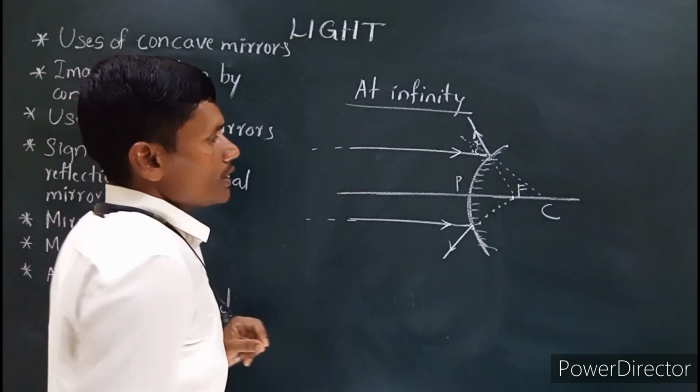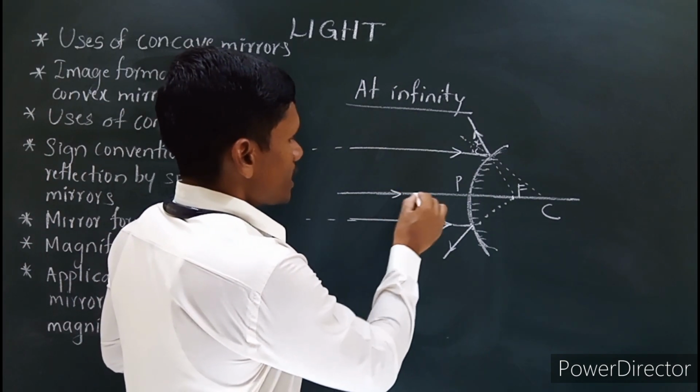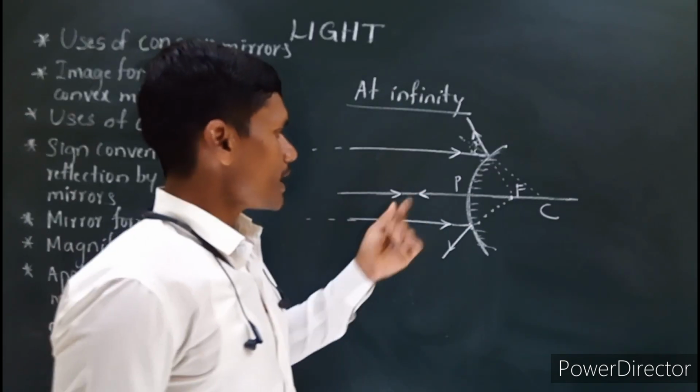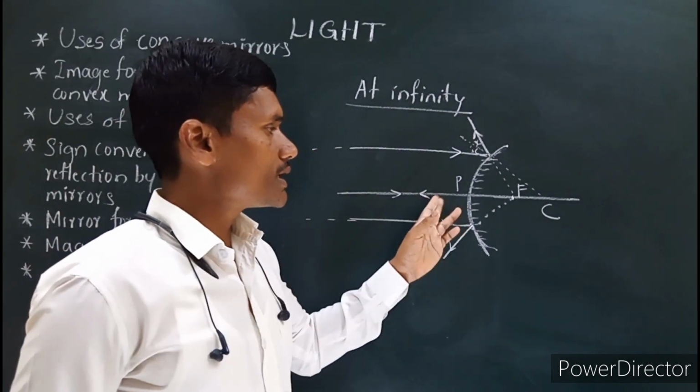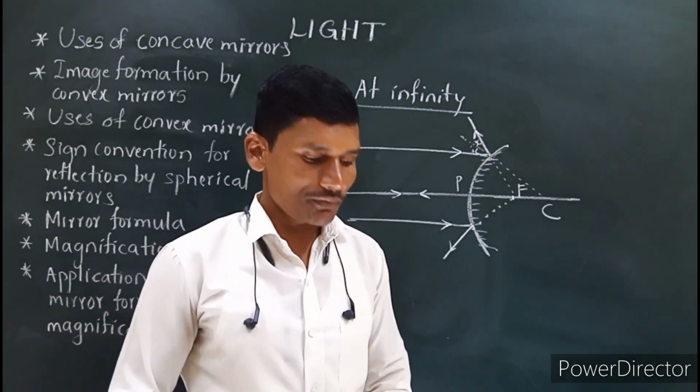So the rays of light which are coming through the principal axis return along the same path because this is normal to that reflecting surface.